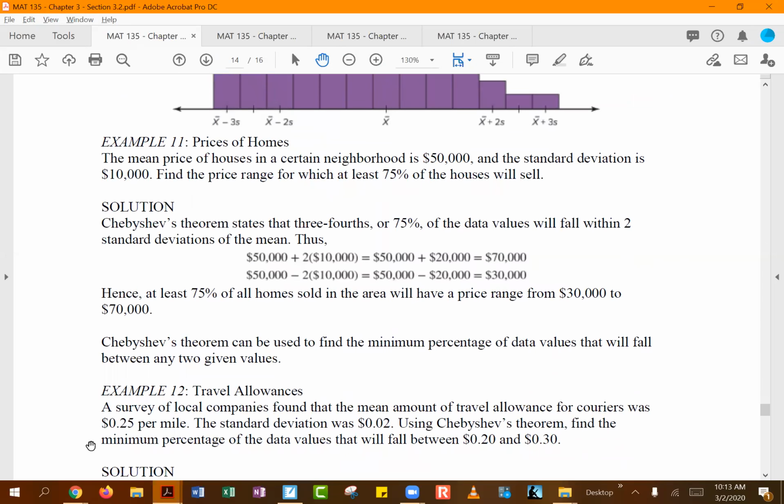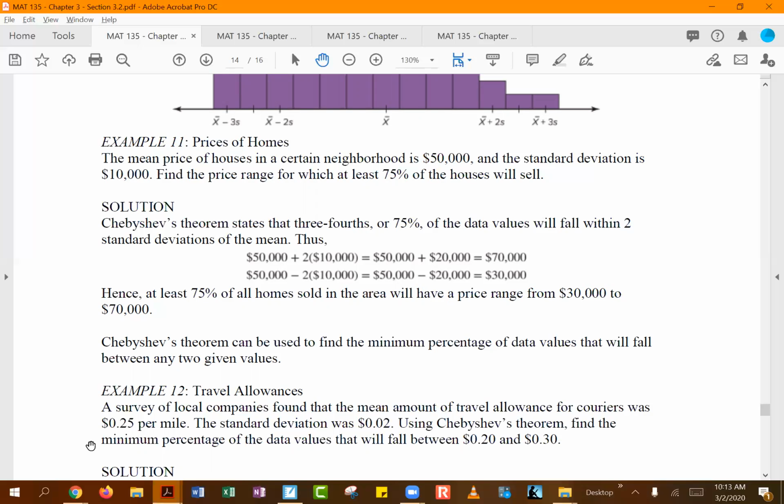Okay, so just to see how we can use this theorem, you've got the mean price of houses in a certain neighborhood is $50,000 and the standard deviation is 10,000. So they want to know the price range for which at least 75% of the houses will sell. So this is actually where they're asking you to find the lower and the upper values, right? So you're basically using the mean plus 2 standard deviations, mean minus 2 standard deviations.